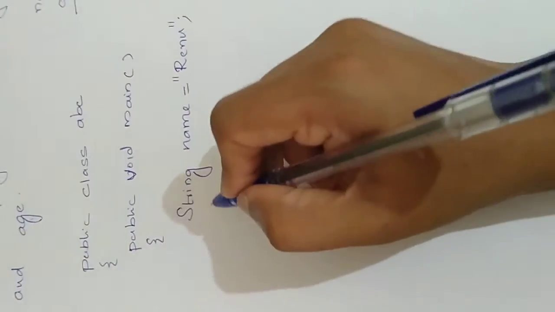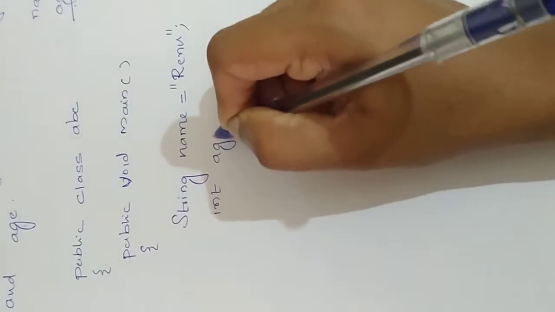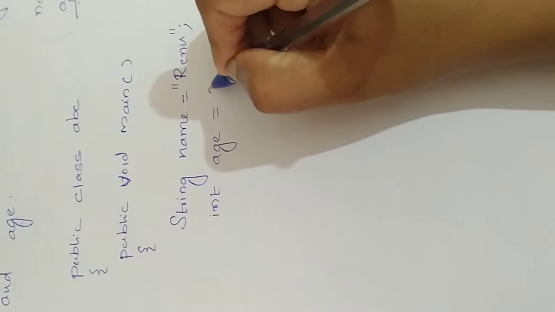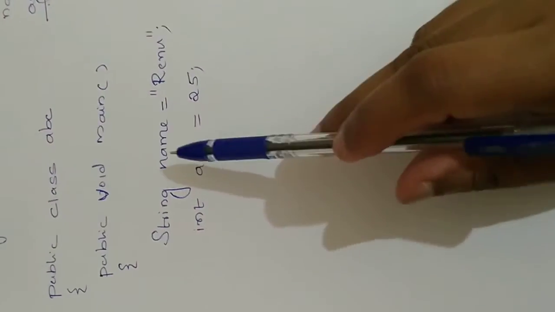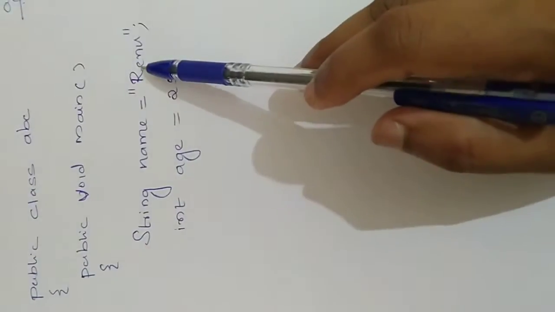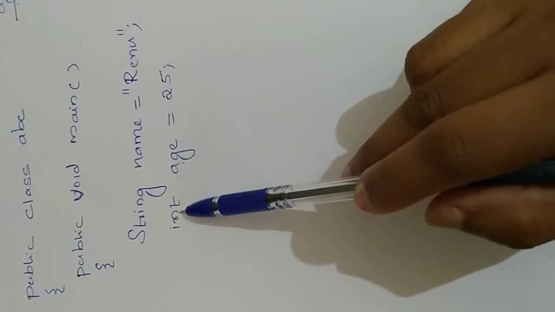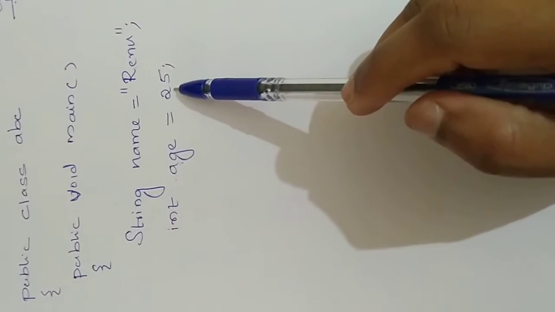Next, I need another variable, int age. It's a number, you don't need to put double quotes. So 25. So this is a variable declaration. I have declared two variables. My first variable is name, which is of type string, and its value is Renu. And my second variable is age, and it is of type int, and its value is 25.